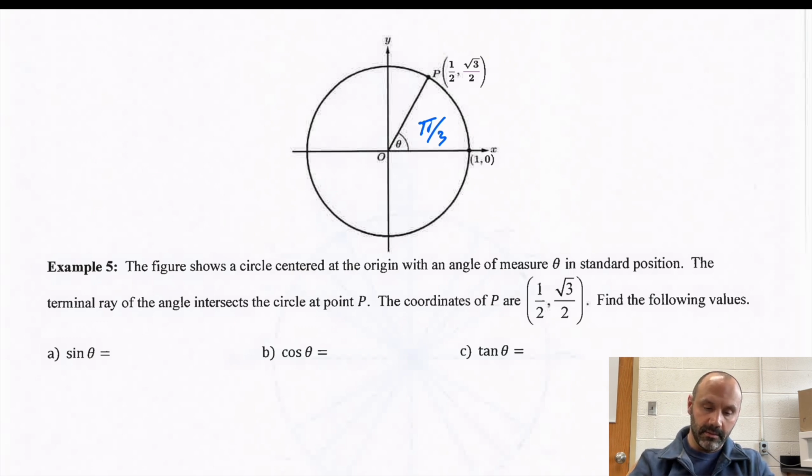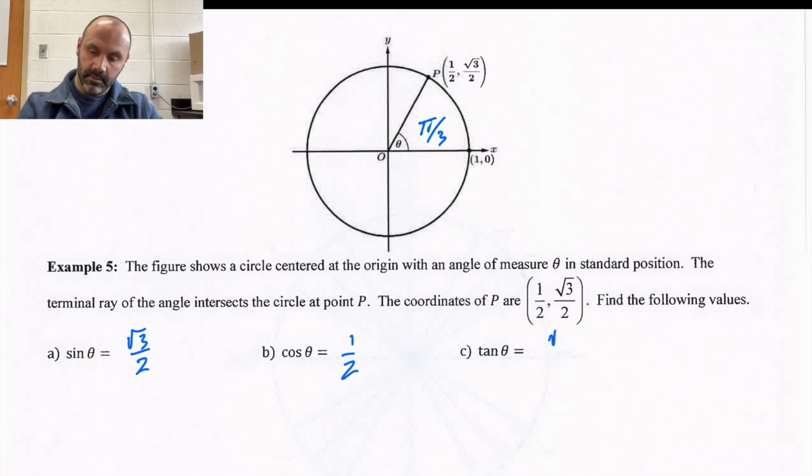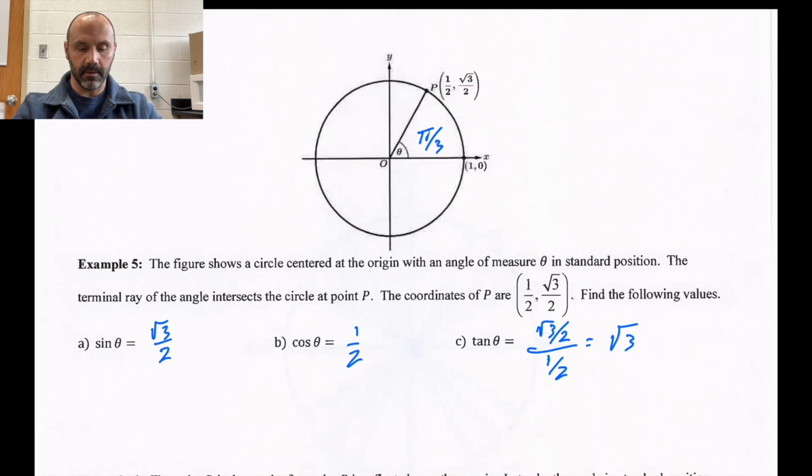So sine of theta is the y-coordinate. It's just root 3 over 2. Cosine is the x-coordinate. That's 1/2. And then tangent is sine over cosine. Right? Or it's the y over the x. And when we simplify this, we just end up with root 3. It's okay, tangent is the one that can be bigger than 1.